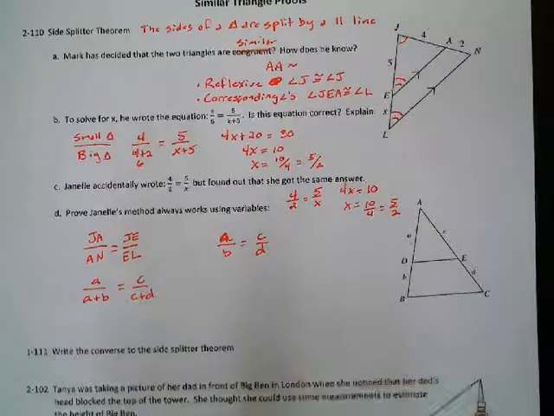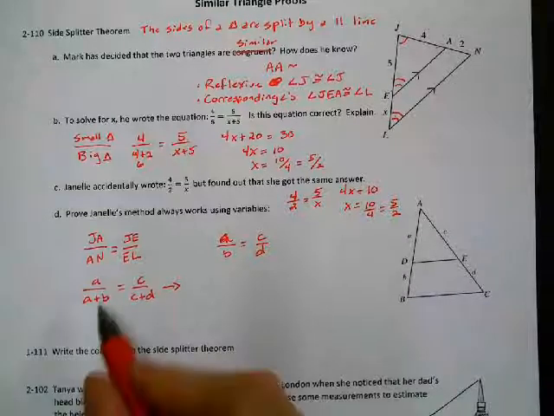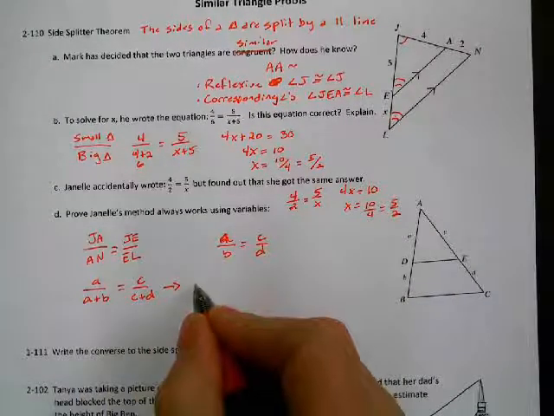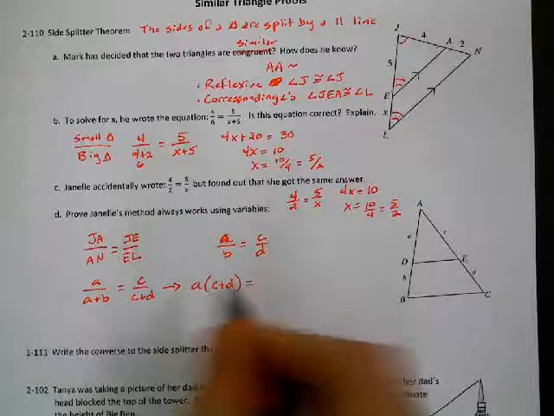All right, so now I'm going to do cross products and see what we get. When I do cross products, I do A times C plus D is equal to C times A plus B.